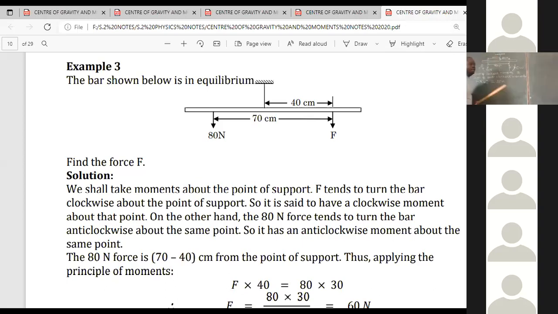So times 30. This centimeter cancels out, and that centimeter cancels out. That's why we are not converting, okay? So this gives us 40F is equal to 80 times 30, which is 2,400. Divide by 40 on both sides. So we get 60 newtons. Wonderful. Thank you for being a very active class.